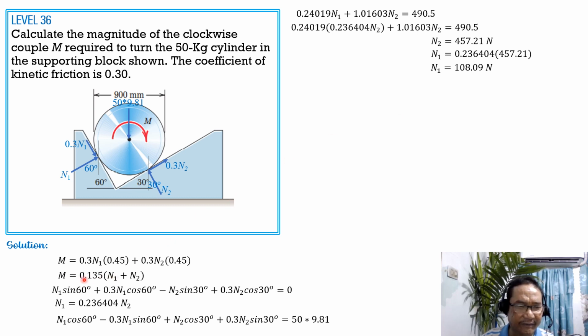So we can now solve for M in this equation here. So M is 0.135 of quantity N1, 108.09, plus N2, 457.21. So the required moment is equal to 76.32 newton meter.